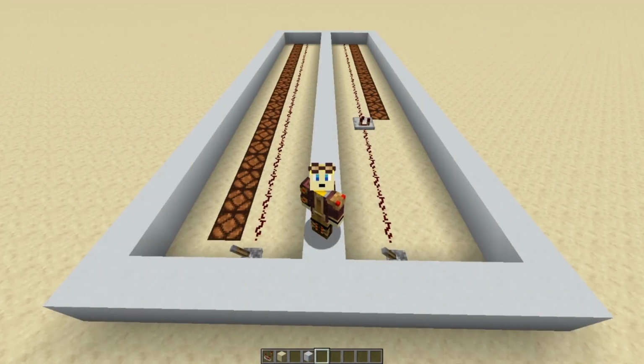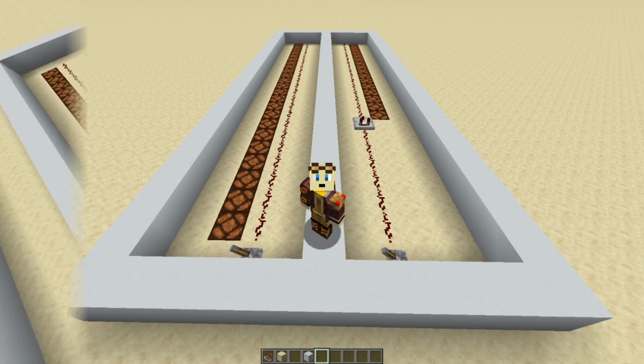Now we have created the comparator, we can explain how it actually works. As mentioned before, there are three useful things the comparator can do within the circuit. Here we are going to look at the first of those, and that is maintaining the signal strength.